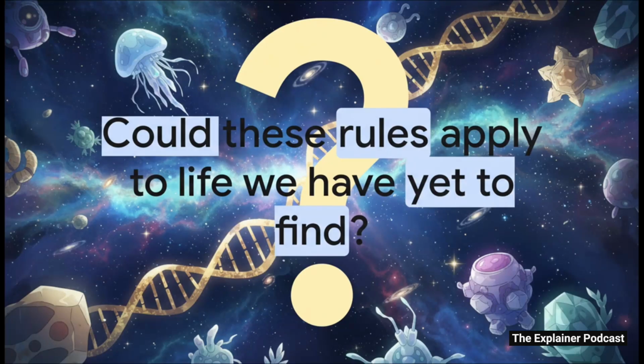So the big takeaway here is that these 5 principles are like the universal rules for all known life on Earth, which leaves us with a really fascinating final question. Are these just the rules for life on our planet? Or are they the rules for life everywhere in the universe? What do you think?